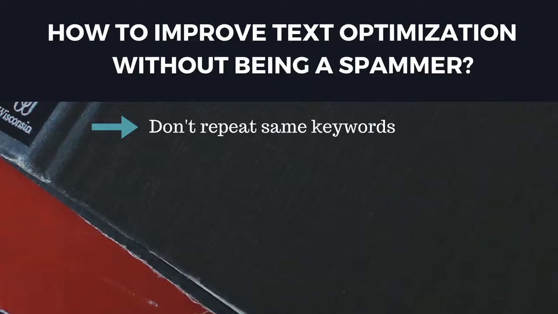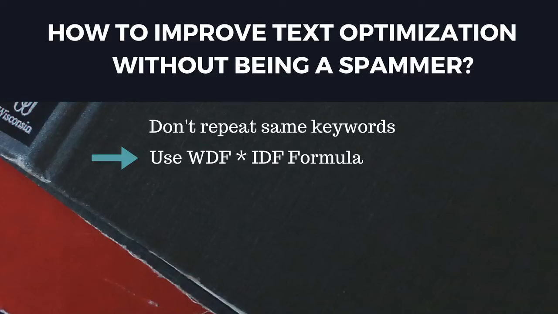The answer to this question is very simple. Try not to always repeat the same keywords, so that you don't overdo it, and use synonyms and words of semantic relevance. If you want to check the optimization of your texts, you can use the formula WDF multiply IDF, which stands for within document frequency multiply inverse document frequency. This formula measures the ratio of repeated keywords on your site and compares it with the repetition rate of the strongest competitors in the ranking.